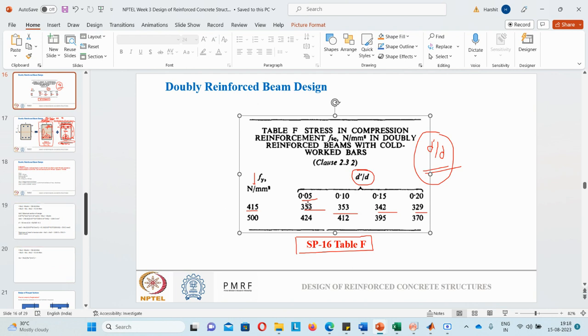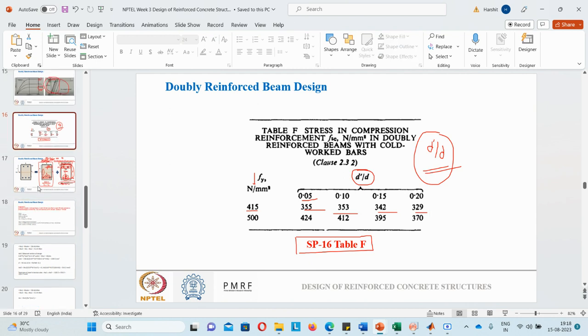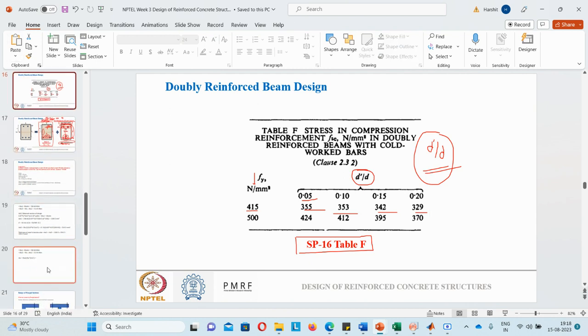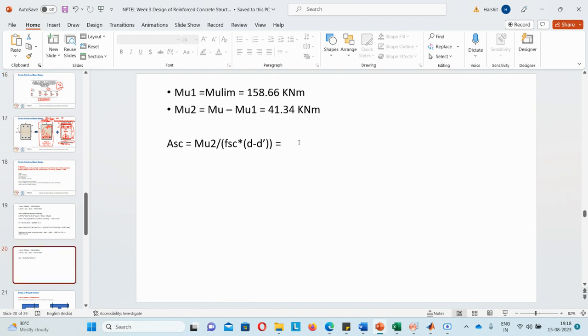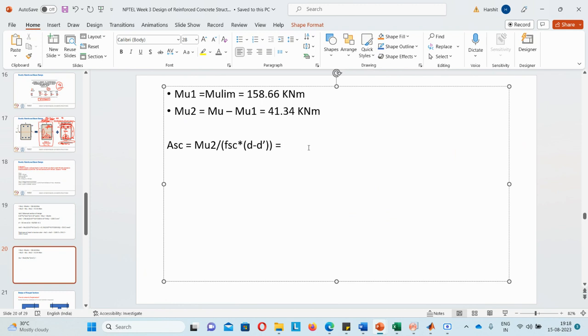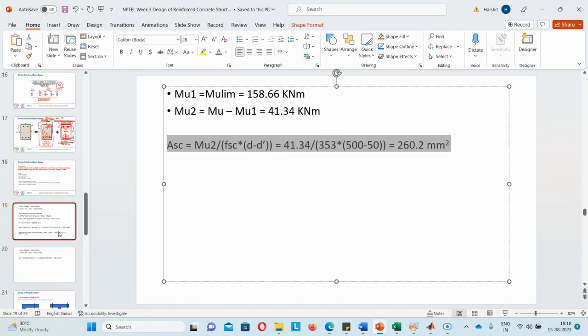So either you can remember this directly for doing the calculation, or you can always use the strain diagram by taking the similar triangle property and doing the calculation. Right now I'm using the direct calculation. So what I will have is 41.34 divided by 353 into (500 minus 50). So this will come out to be 260.2 millimeter square. Okay, so this is how we design a doubly reinforced section.